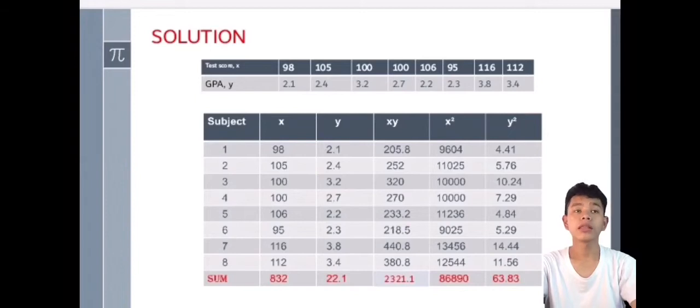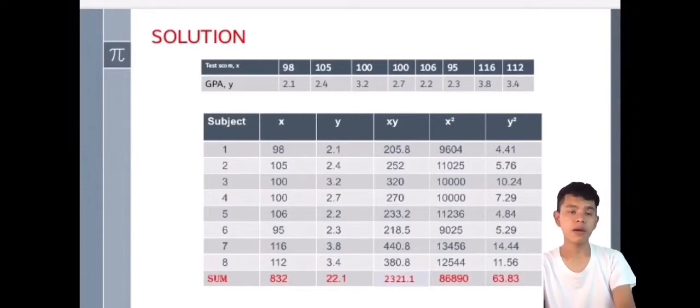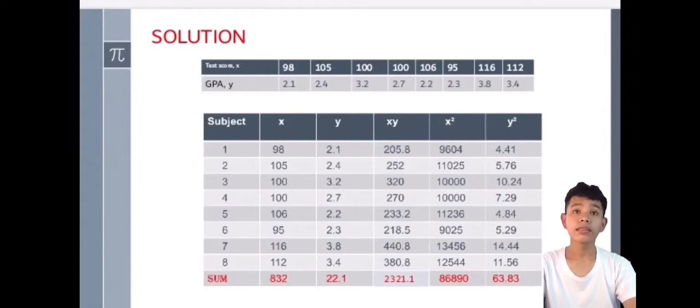Okay, so ito yung way kung paano natin i-solve. Okay, this is the solution, no? So, the subject is this 1, 2, 3, 4, 5, 6, 7, 8, which is the sum. And ang x natin, yung test score ay we have 98, 105, 100, 100, 106, 95, 116, 112. So, pag tinotal natin yan lahat ay 832. Ipa-plus lang natin yan. So, sa y naman, so ano nga ba yung y natin? Di ba ang y natin yung grade point average ng mga estudyante, which is the GPA, or ito yung 2.1, 2.4, 3.2, 2.7, 2.2, 2.3, 3.8, 3.4, at pag tinotal natin lahat ay ang kalalabasan is 22.1.